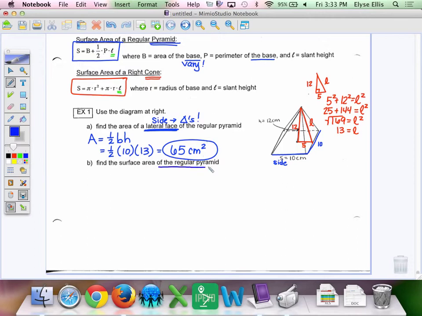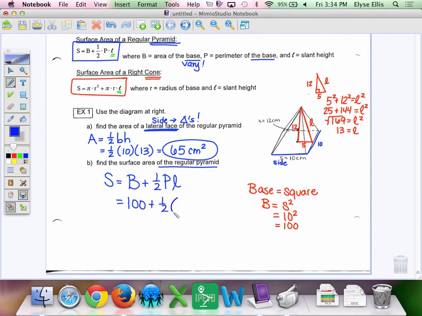Part B wants you to find the surface area of the entire regular pyramid. The surface area of a pyramid, your formula is capital B plus 1/2 capital P times L. In this particular picture, your base is a square. So to find capital B, you need to find the area of a square, which is you just take a side and square it. If all the sides are 10, 10 squared is 100. So in our formula, that big old capital B gets replaced with 100 plus 1/2 perimeter of a square. If all the sides are 10, 10 plus 10 plus 10 plus 10, or 10 times 4, your perimeter is going to be 40. And we just found the slant height as being 13.